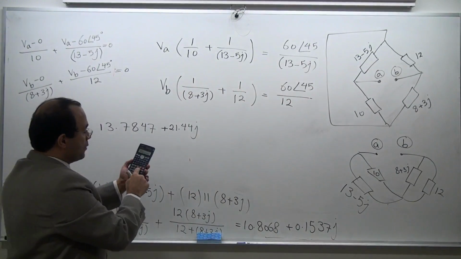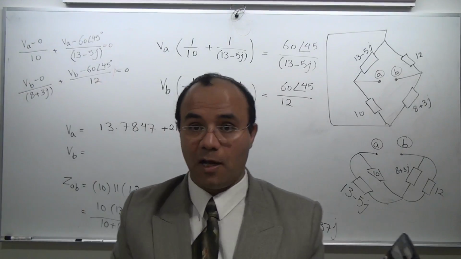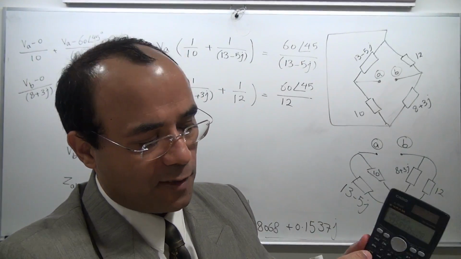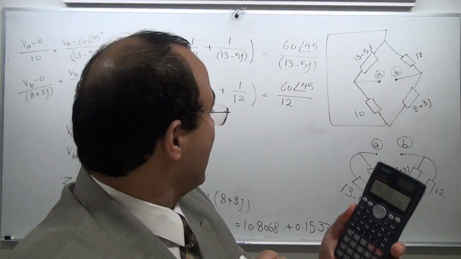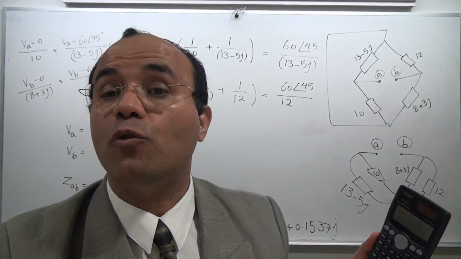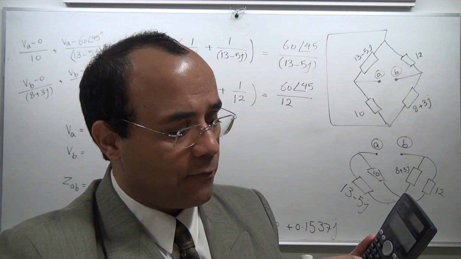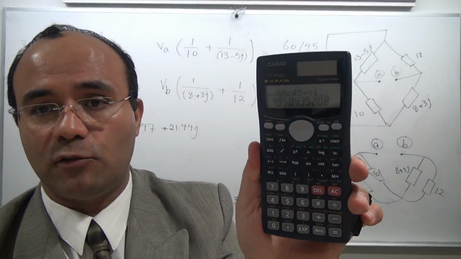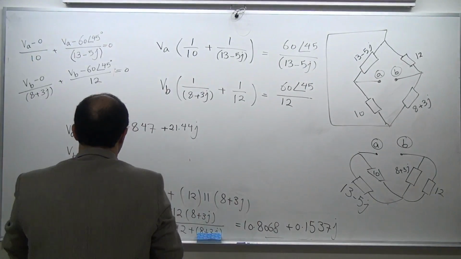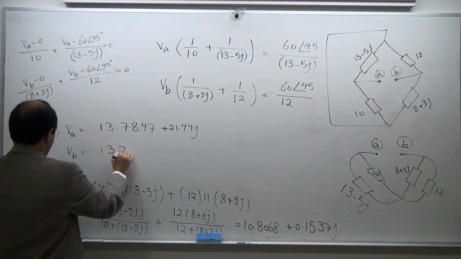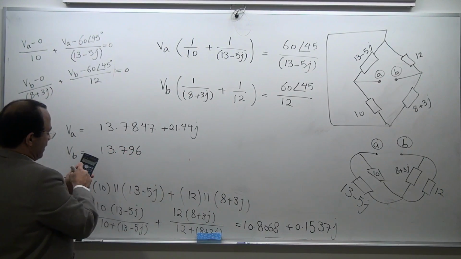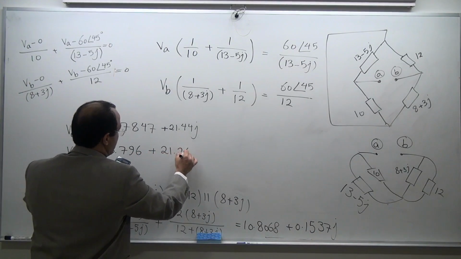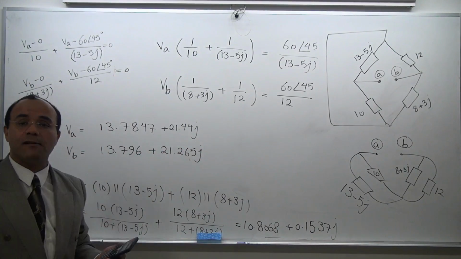So let's multiply. You have a polar at the same time. Don't panic, it's a polar. So it's going to be 60 angle, which is this guy, and the angle is 45, and the mode is in degrees, so I'm safe, divided by 12. Even 12, I put it in the bracket, a silly thing to do. Okay, equal sign is going to be 13.796, and then shift equal sign is going to be plus 21.265j.